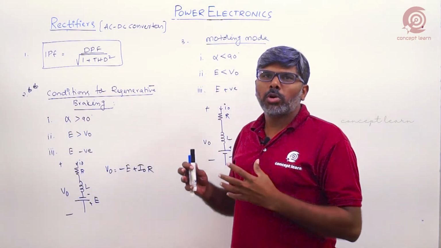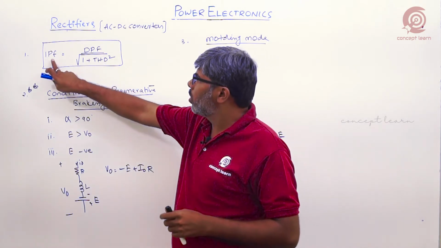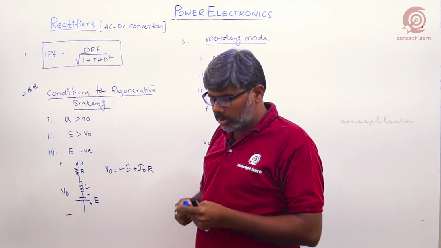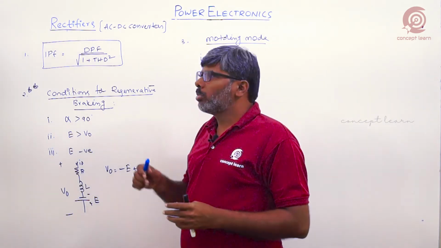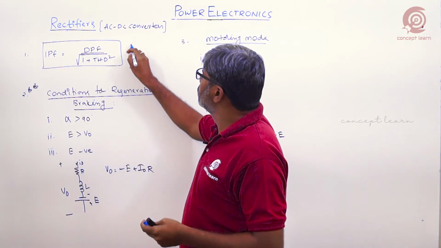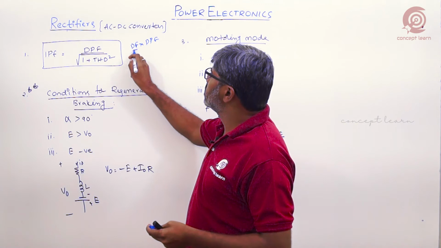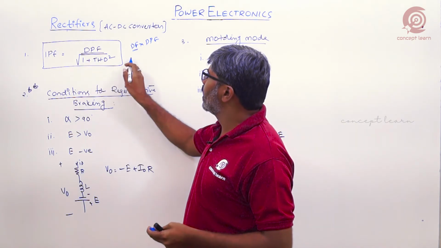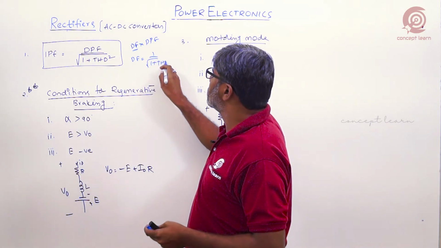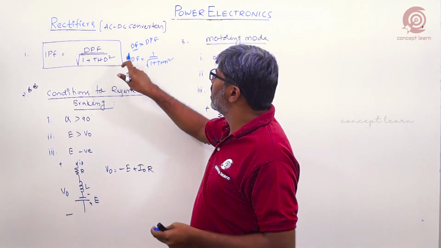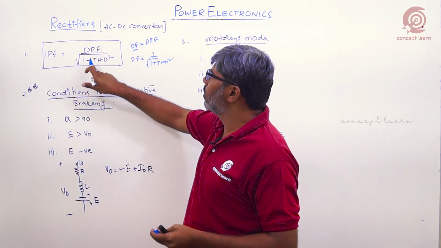Now coming to the important things for the examination. This is another important relation between the input power factor and the total harmonic distortion. So basically, what is the input power factor? Input power factor is the product of distortion factor and displacement power factor. But distortion factor is equal to 1 by square root of 1 plus THD square. By substituting this value, we get input power factor equals displacement power factor by square root of 1 plus THD square.